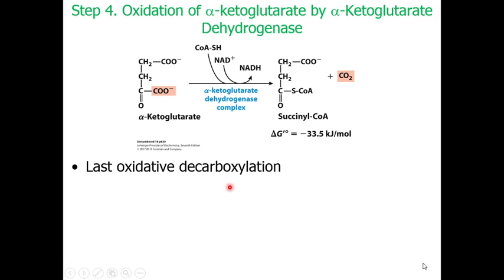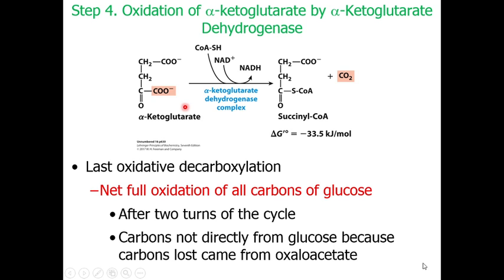However, the carbons are not directly from glucose. This is because this carboxylate came from oxaloacetate. If you remember, the first intermediate, citrate, was formed by combining Acetyl-CoA and oxaloacetate. And so this carboxyl is originally from oxaloacetate, and that's the carboxylate that gets removed as carbon dioxide.